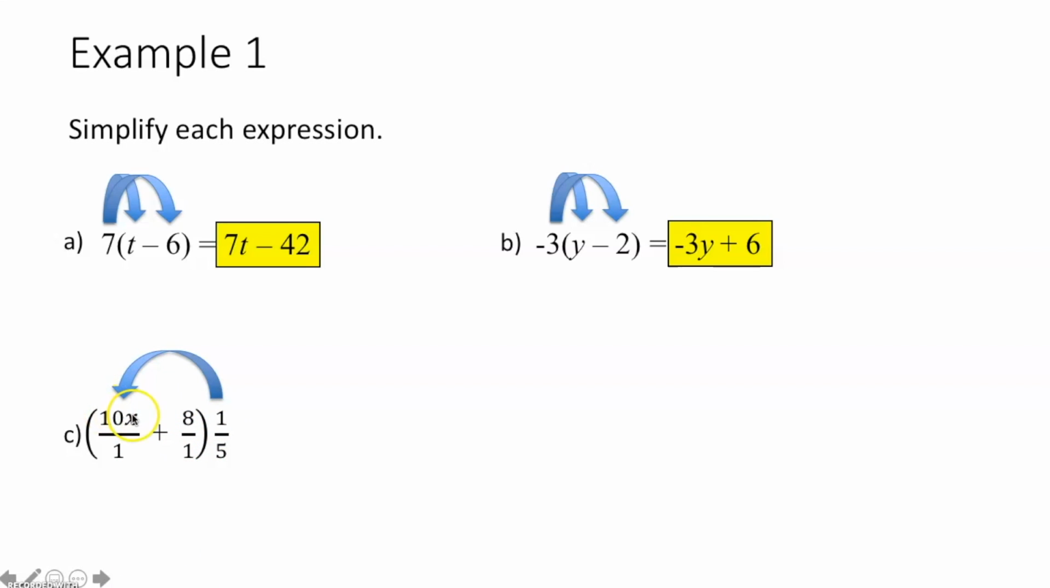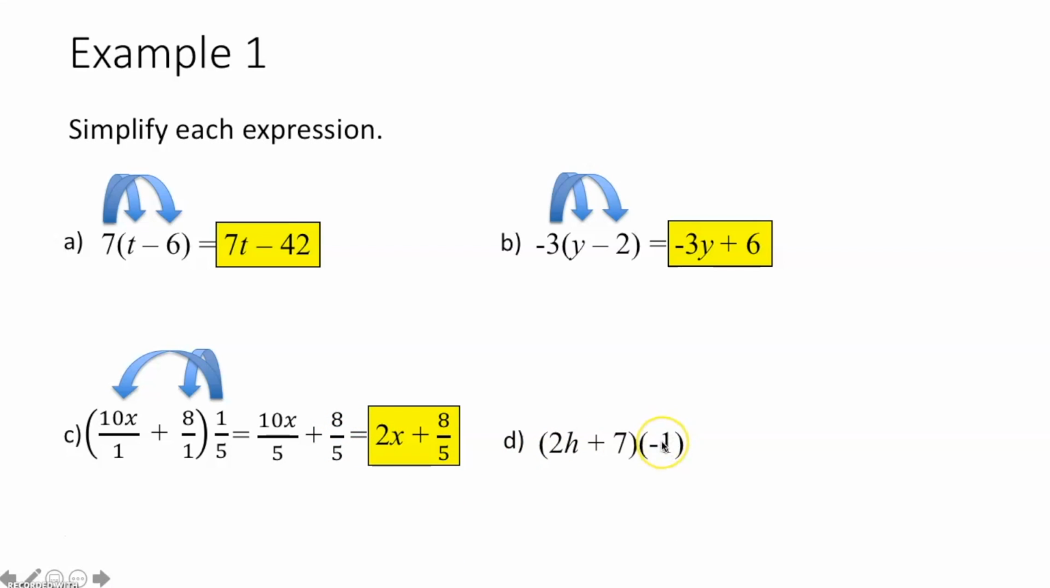What's 1/5 times 10x over 1? Well, we multiply the numerators together and the denominators together and you get 10x over 5. And then same thing here, 1/5 times 8 over 1. 1 times 8 is going to be 8 and 5 times 1 is going to be 5. So we have 8 over 5. How many times does 5 go into 10? That's going to be 2. So we get 2x plus 8/5, which doesn't really simplify anymore. So we leave it like that.